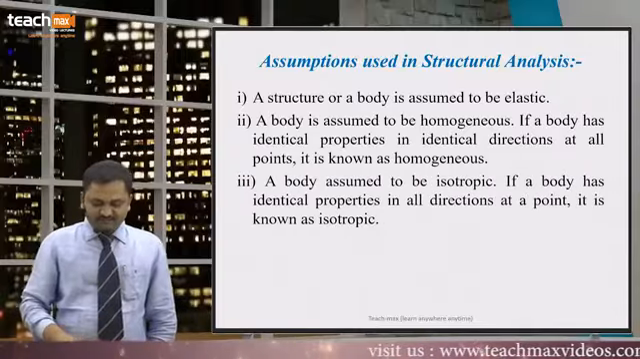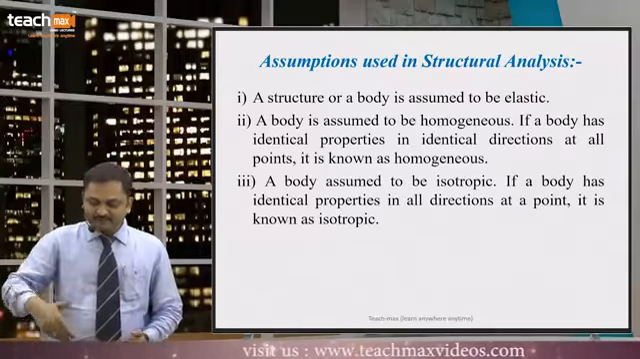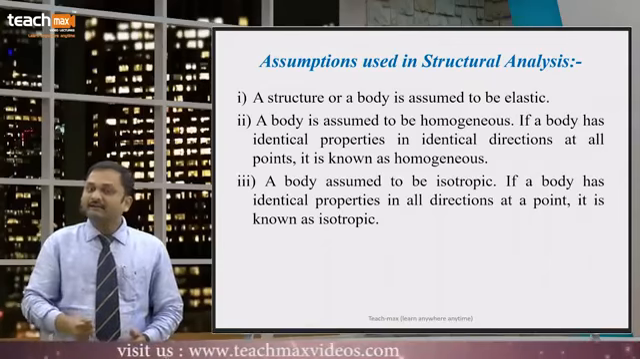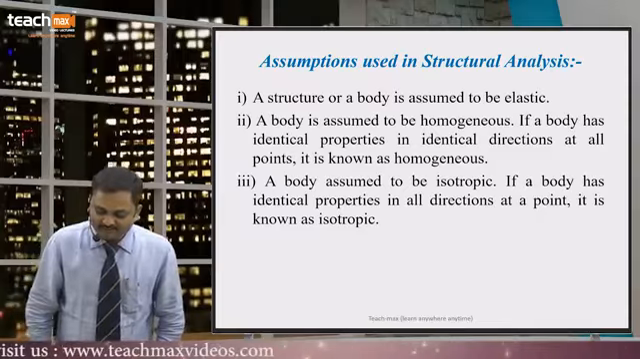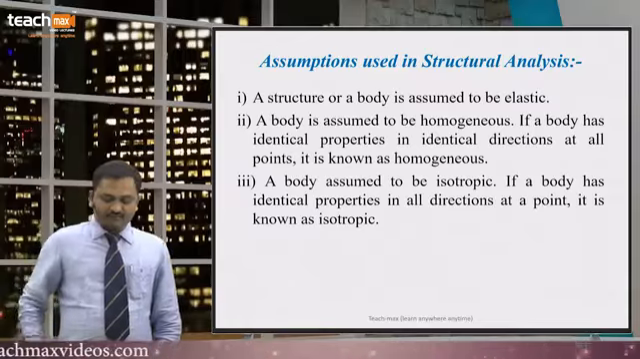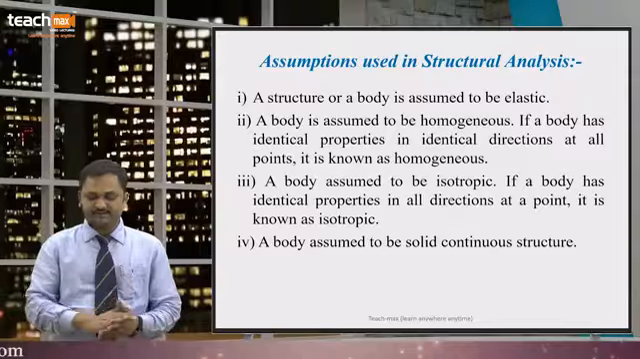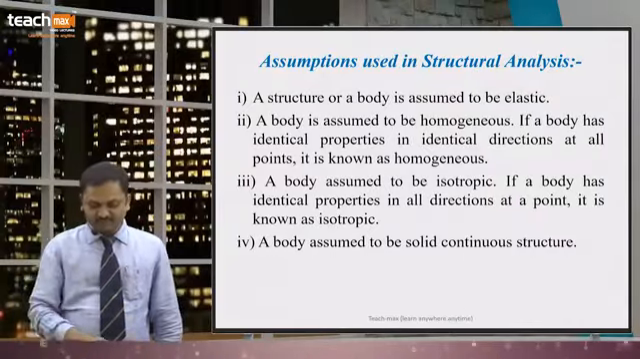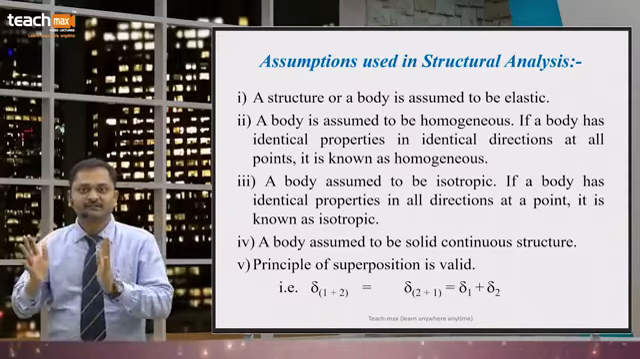The next assumption is also very important: the body is assumed to be isotropic. Isotropic means, again, it is related to the properties: the properties are identical in all directions at a point. So that is known as isotropic. Fine, I hope you understand these two. The next one: the body is assumed to be a solid continuous structure. It is made up of a number of particles, so it is assumed as a solid continuous structure.